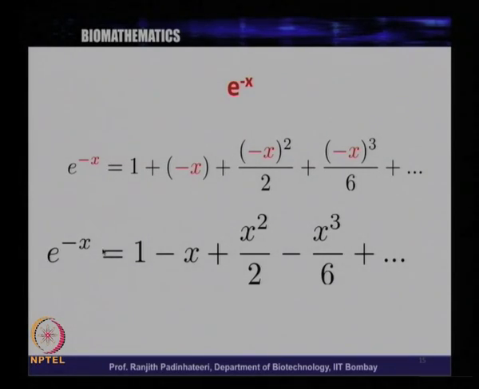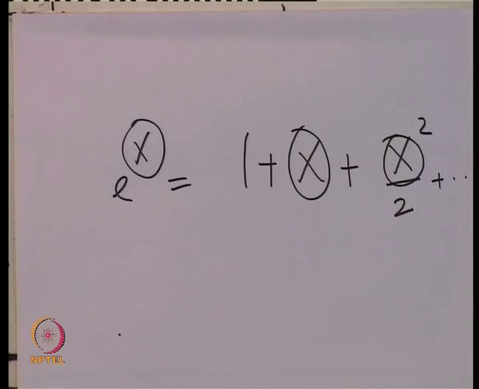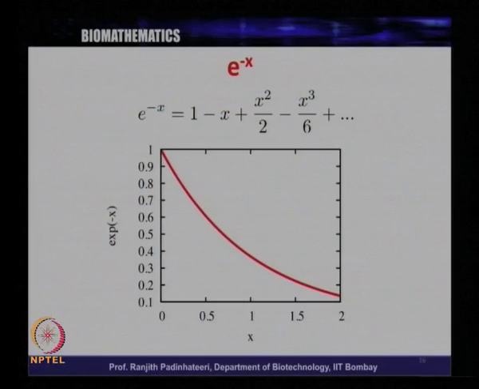So, exponential of minus x is nothing but 1 minus x plus x square by 2 minus x cube by 6 and so on and so forth. So, e power minus x is a mathematical function, which is again a combination of x square, x cube, etc. If we plot this as a graph, how does it look? Let us have a look at it. It looks like a decreasing function, e power minus x. We saw the Arrhenius equation as a e power minus x.